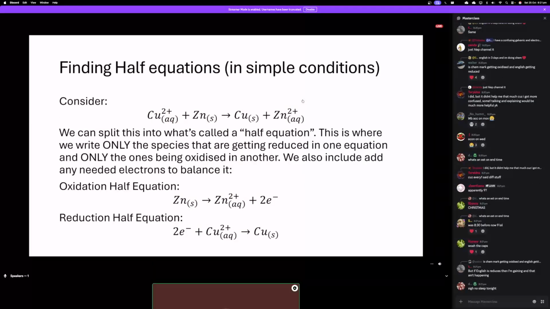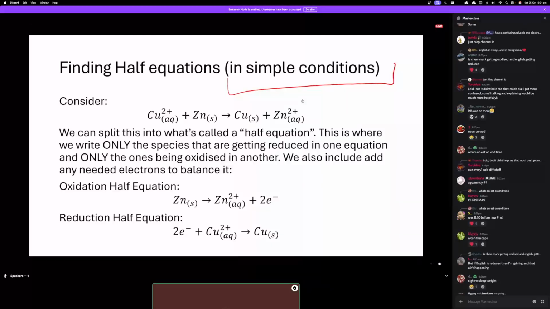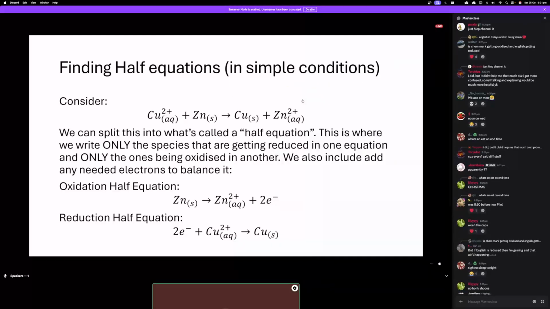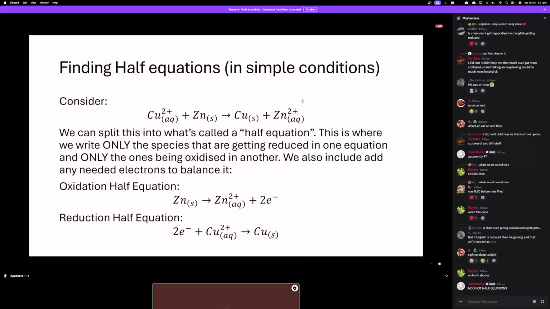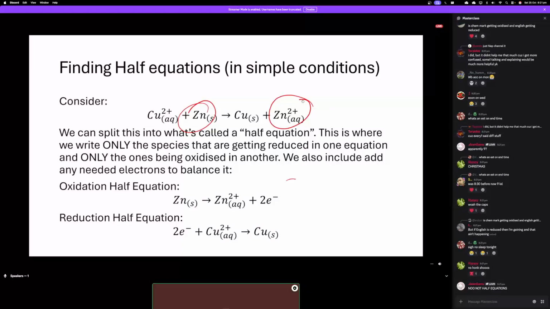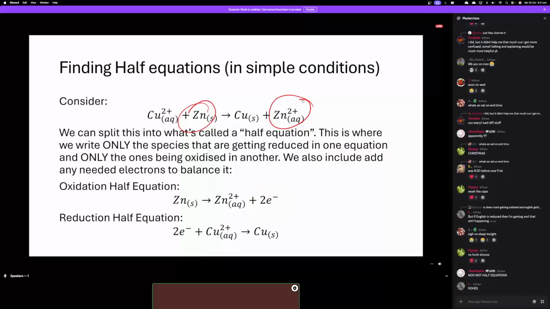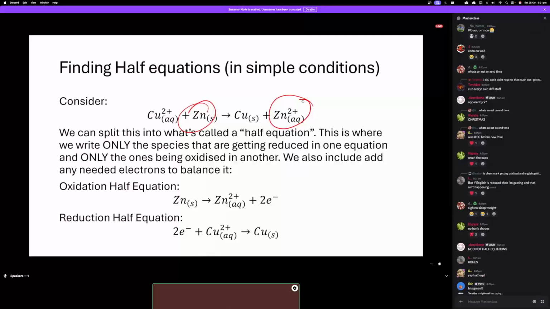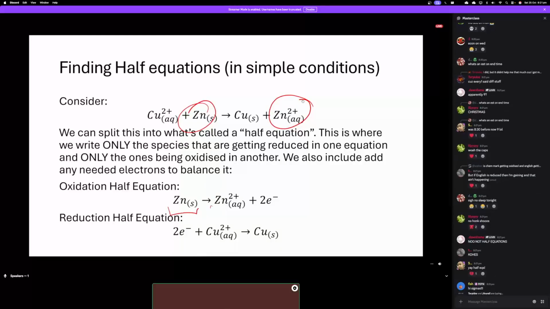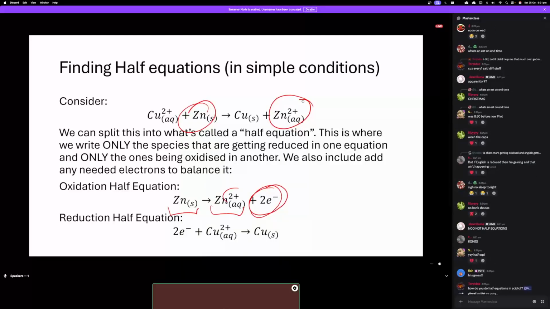Half equations. This is simple condition. We're going to learn acidic conditions later. But for half equations, we basically just take the thing that's getting oxidized and we shove it into an equation. And we just add electrons to balance it, right? We will do an example for half equations. Zinc to Zn2+, and we have 2 electrons that balance charge.